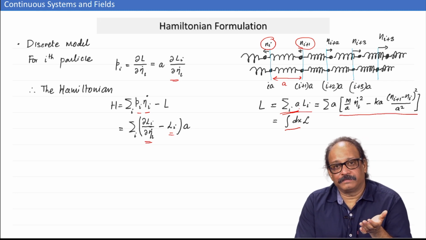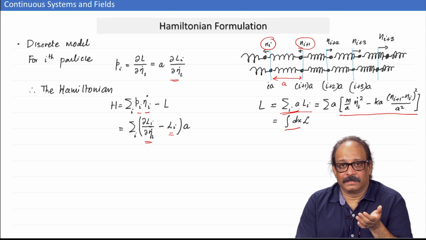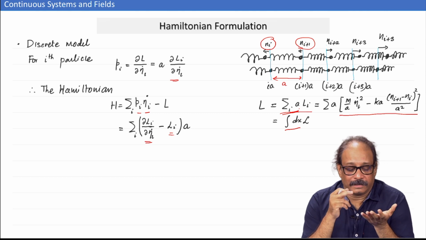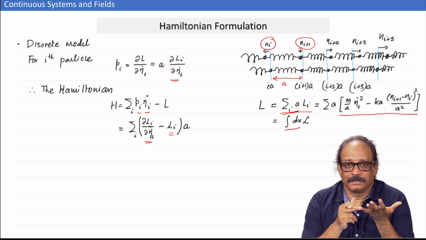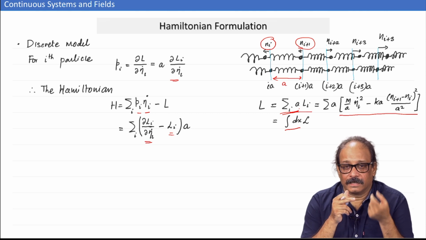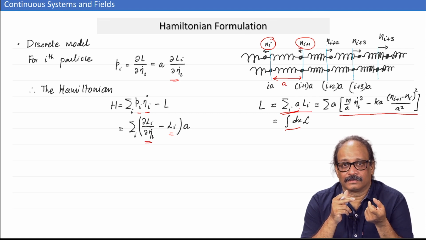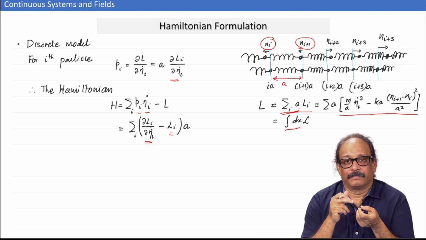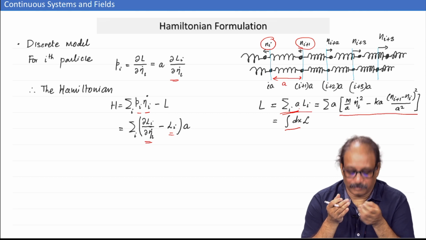And now use the same trick. Go ahead and take a continuum limit at this point. Remember, the continuum limit was taken such that the number of particles goes to infinity, the mass of each particle goes to 0, the interatomic or interparticle separation goes to 0, keeping the density constant. So, m by a remains constant, and similarly the spring constant goes to infinity, but the product of k and a remains finite and is equal to the Young's modulus.